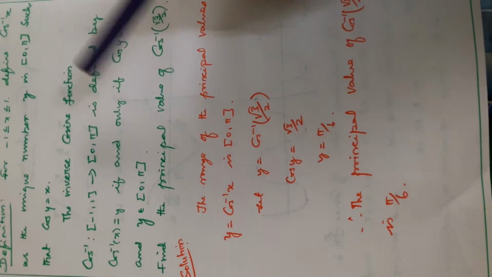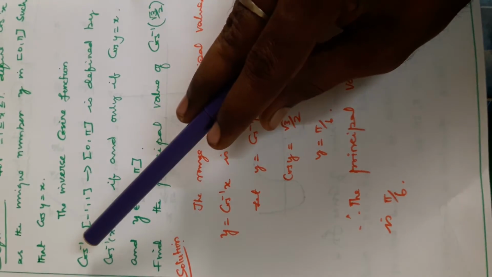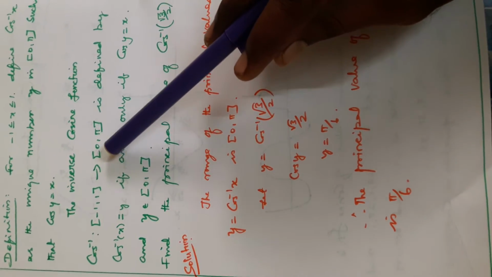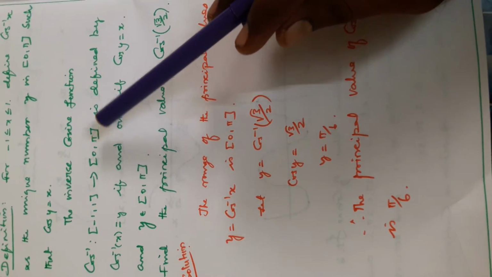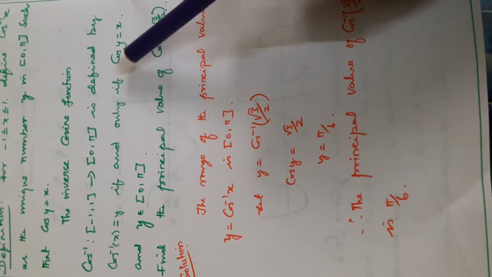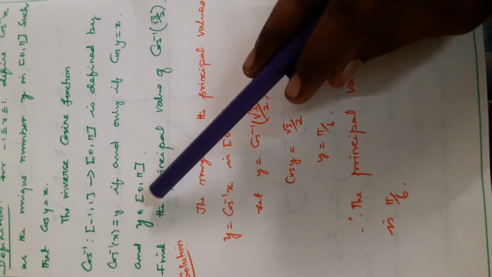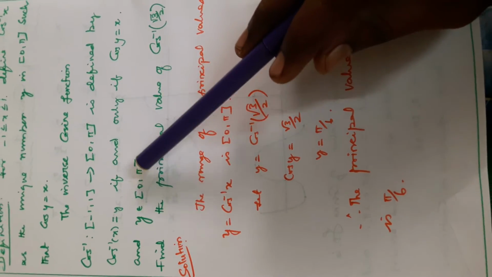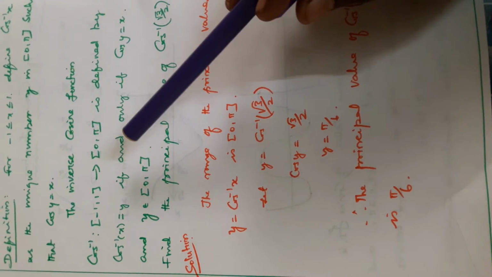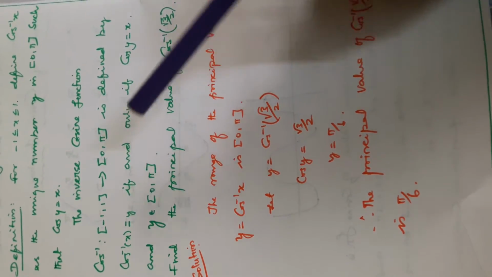So the inverse cosine function is the cos inverse function from minus 1 to plus 1 tending to 0 comma pi, defined by cos inverse of x equal to y if and only if your cos y equal to x and your y belongs to 0 comma pi. Y belongs to 0 comma pi. So that is our definition of cos inverse x.